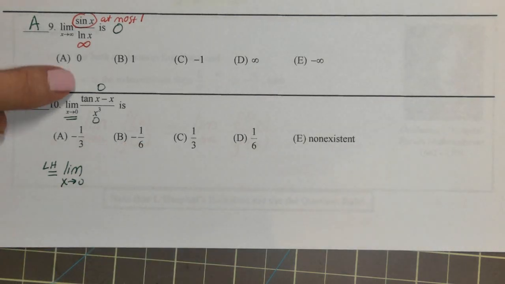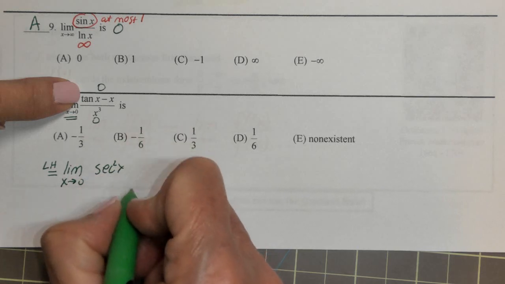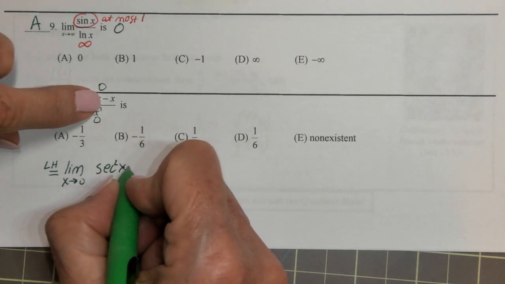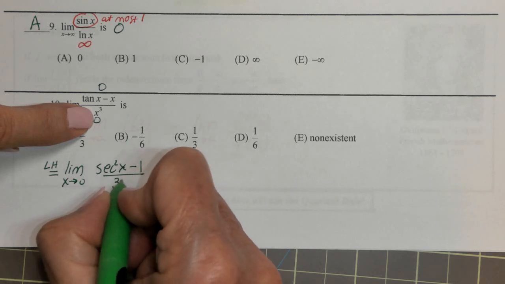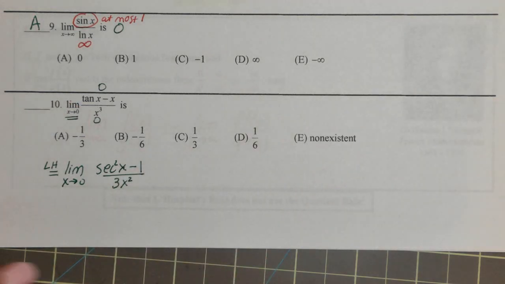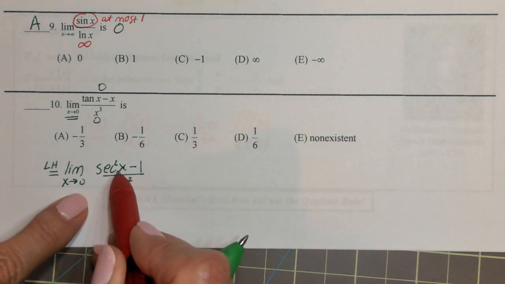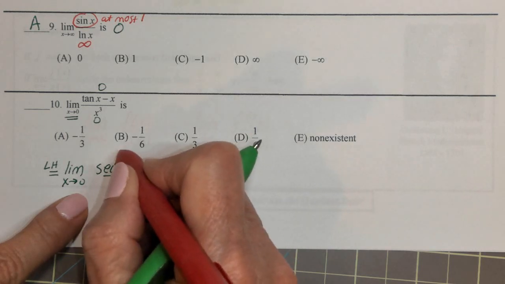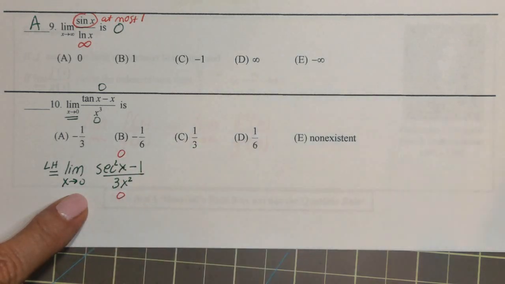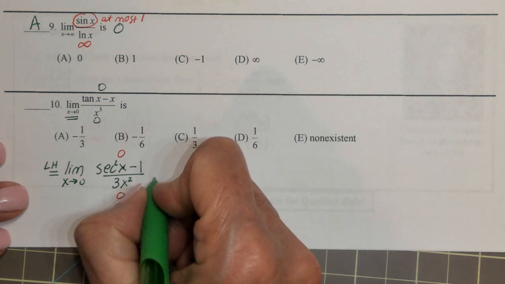The derivative of tangent x is secant squared x. The derivative of negative x is negative 1. The derivative of x cubed is 3x squared. Let's plug in 0 again. Secant of 0 is 1. 1 squared is 1, minus 1 is 0. So again, we get 0 on top, 0 on the bottom. So we're going to use L'Hopital's rule again, right?